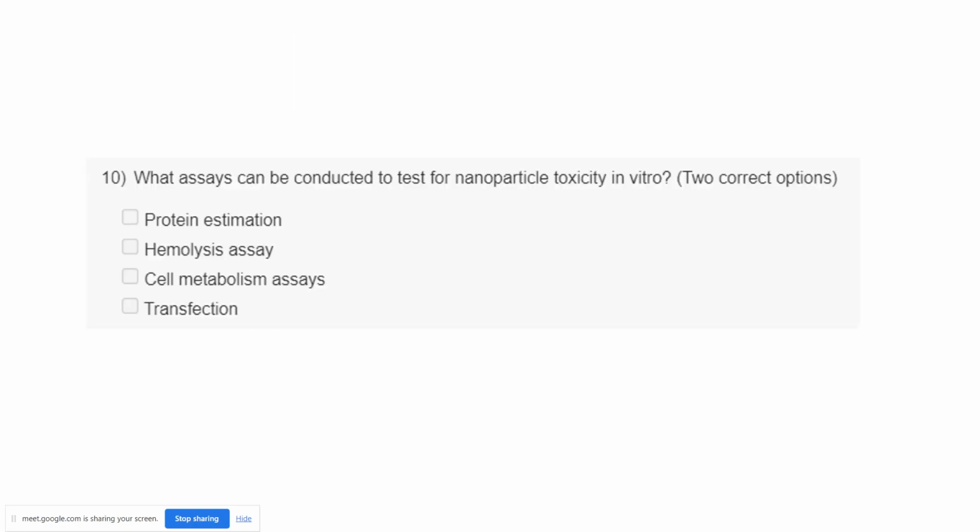And this was the 10th question. What assays can be conducted to test for nanoparticle toxicity in vitro? So here the correct answer would be hemolysis assay and cell metabolism assays.